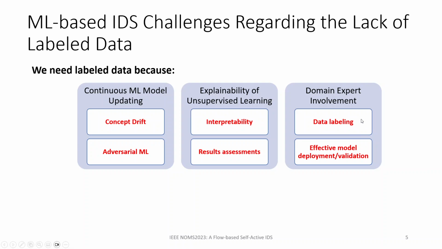So in this slide, I will explain the challenges regarding the lack of labeled data. We need labeled data because we need the model to be continuously updated for different reasons. For example, for concept drift, where the characteristics of the traffic change over time, then the initially trained model would not have good performance regarding these changes, or in adversarial machine learning.